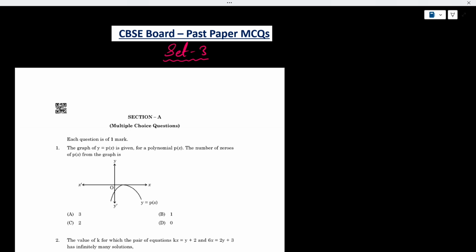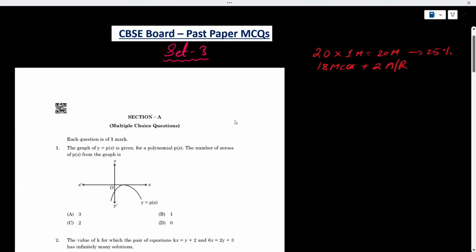You should know that before starting, there will always be 20 multiple choice questions. In these, there are 20 one-mark questions, which give you 20 marks, and the weightage is going to be 25%. Of these, there are 18 MCQs, and there will be two assertion-reasoning questions, again with MCQ options, right? So let us start with the first question here.